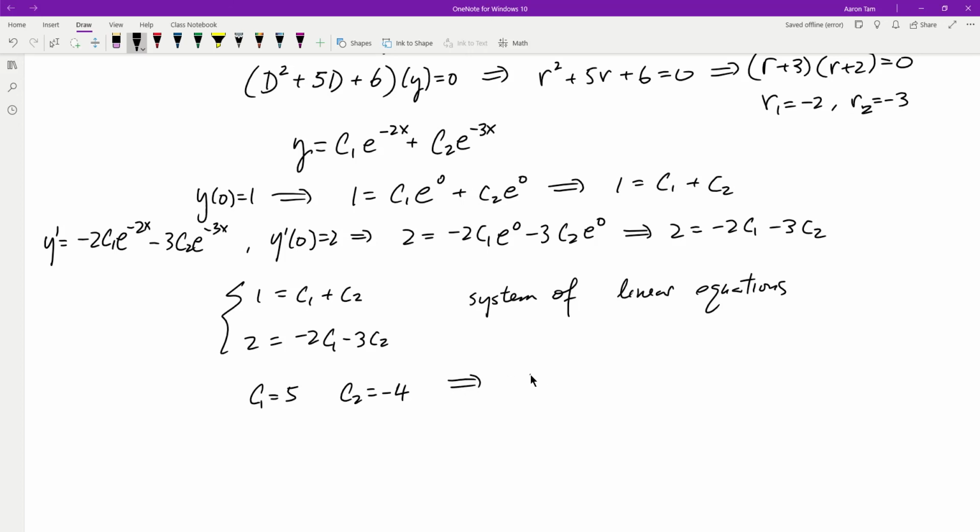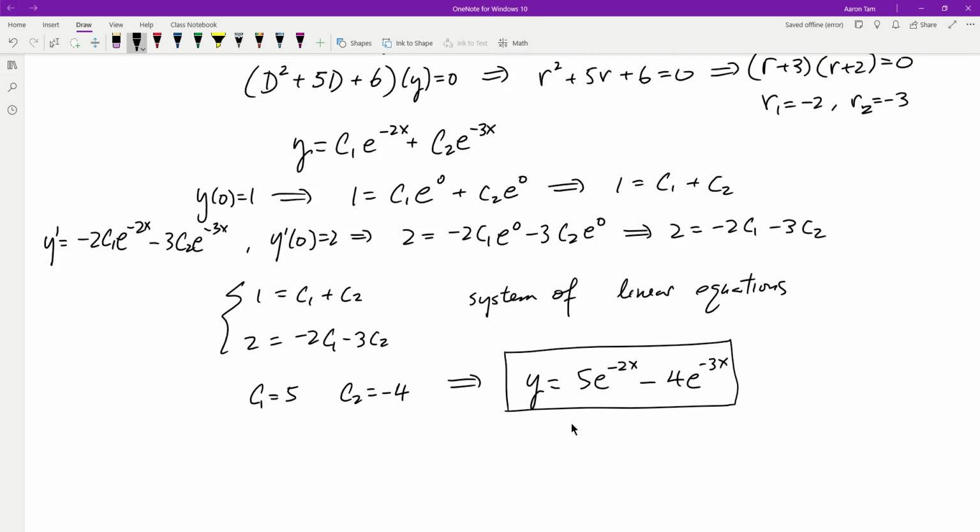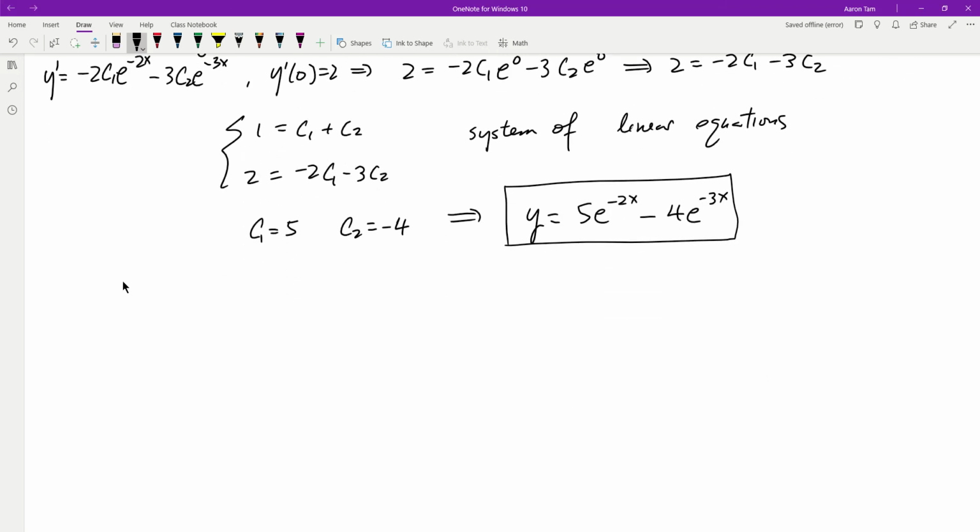If I'm not mistaken, c1 comes out to be 5 and c2 comes out to be -4. You can see that works because 5 plus -4 equals 1, obviously. -2 times 5 is -10, minus 3 times -4 is plus 12, so -10 plus 12 is 2. So that tells me the solution we're looking for is this one.